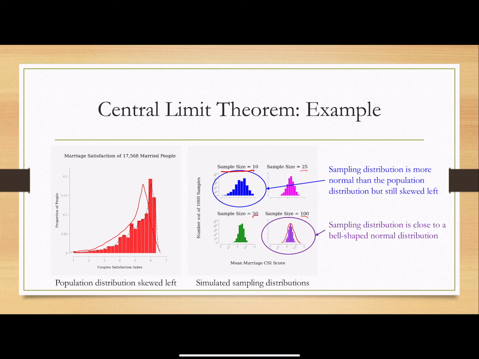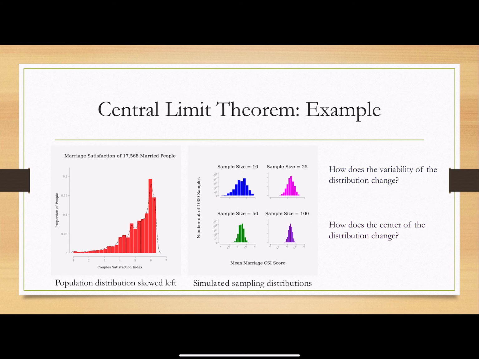So that's the central limit theorem. It's telling us that even if we started with something that was skewed left, once you put it into a large sample size sampling distribution, you are going to end up with something that looks roughly bell-shaped.